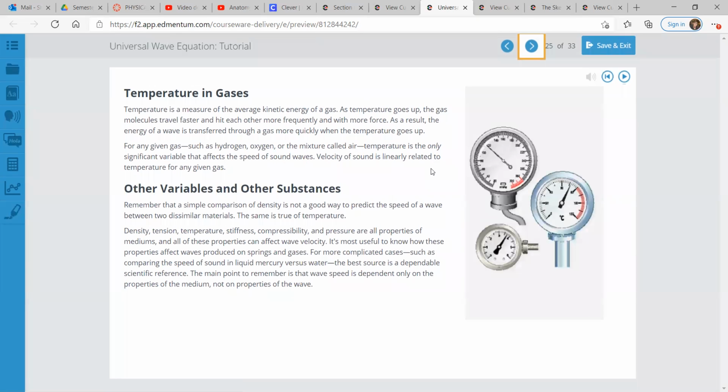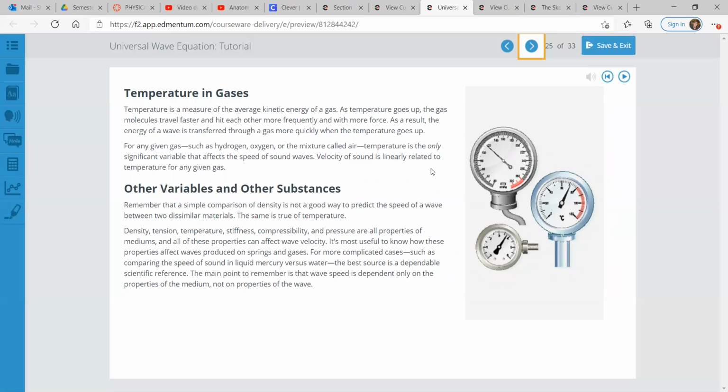Temperature in gases. Temperature is a measure of the average kinetic energy of a gas. As temperature goes up, the gas molecules are traveling faster and hitting each other more frequently with more force. As a result, the energy of a wave is transferred through a gas more quickly when the temperature goes up. For any given gas, such as hydrogen, oxygen, or the mixture called air, temperature is the only significant variable that affects the speed of sound waves.